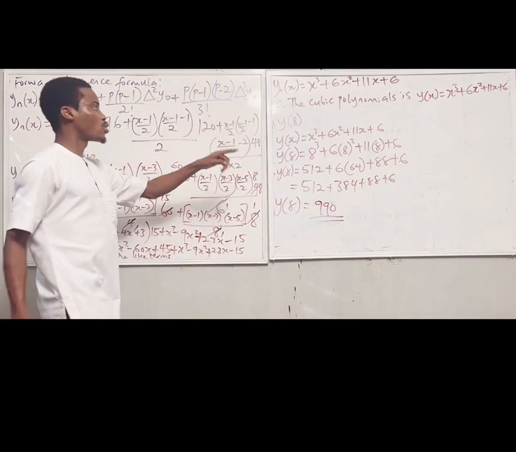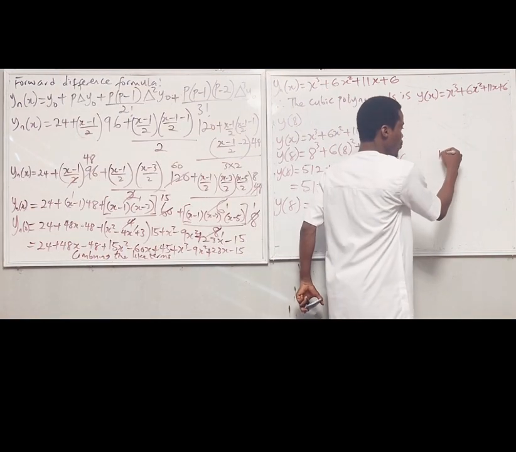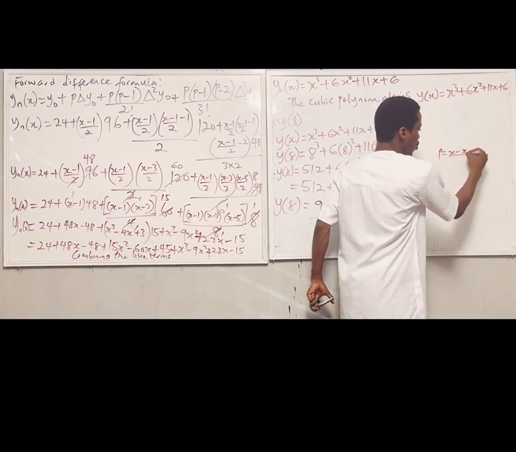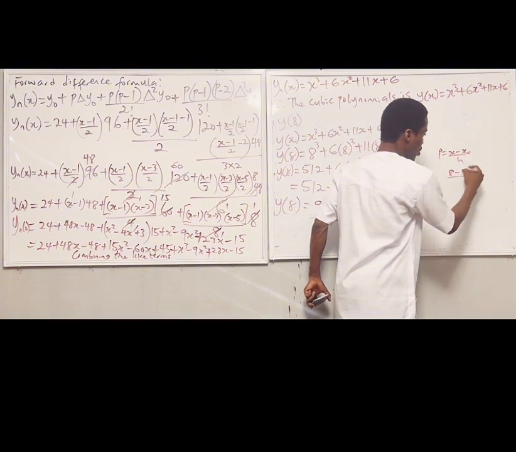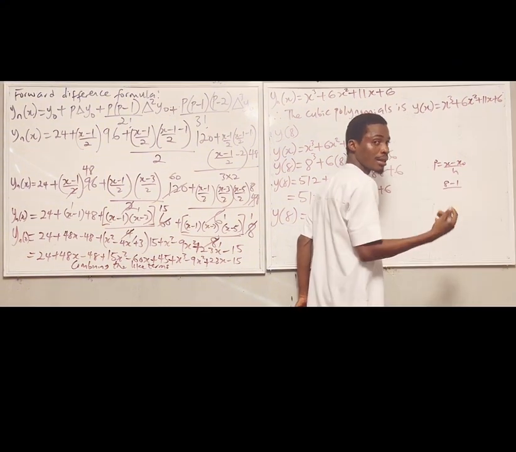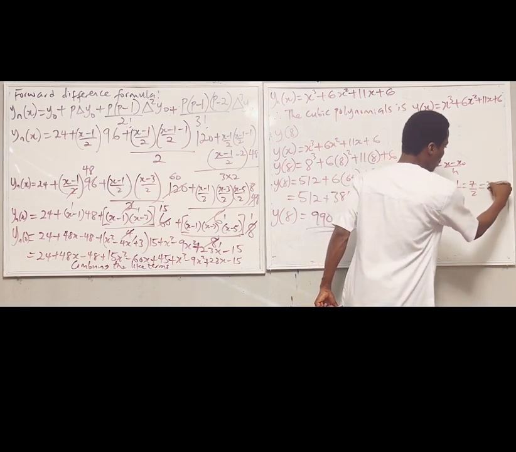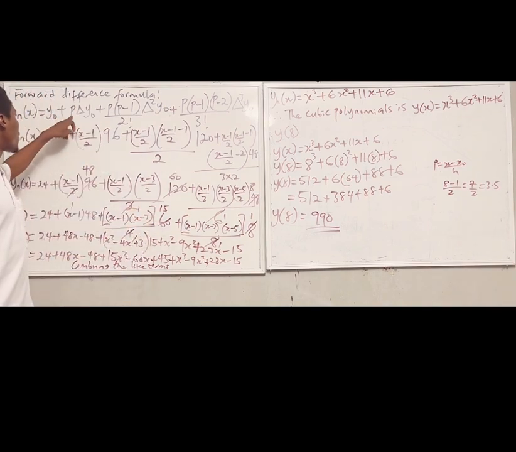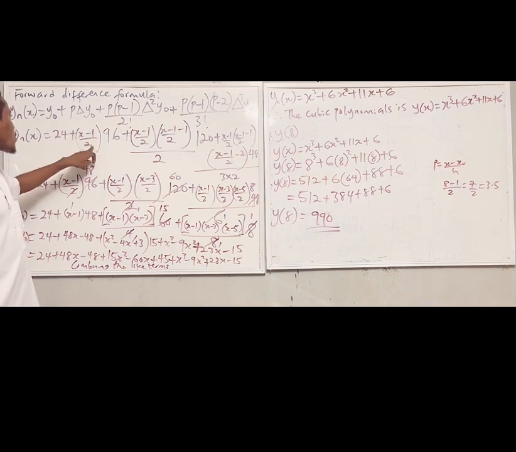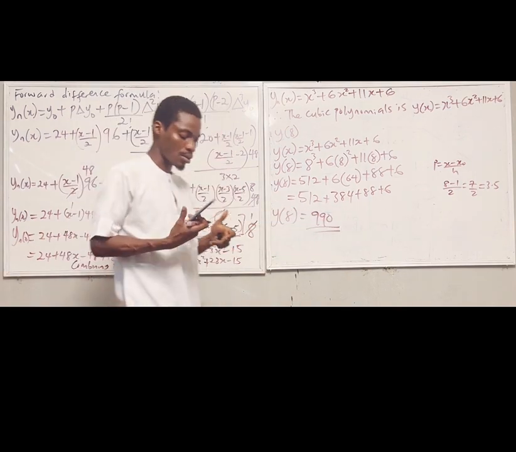Because the question said that we should find the cubic polynomial, if I use my p, which is s minus s naught all over h. Remember that our s here is 8. 8 minus s naught, and what is my h? That is the interval difference, which is 2. That is 7 over 2, which is 3.5. Whenever I see my p, I put 3.5. If I put 3.5 and solve everything, I'm going to arrive at 990.